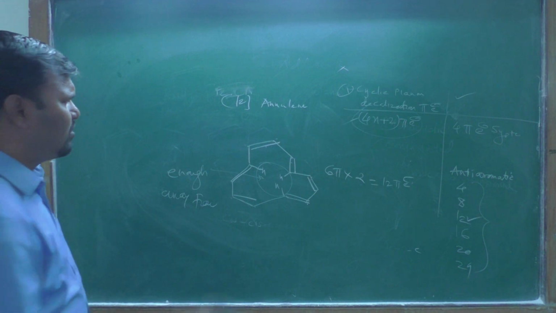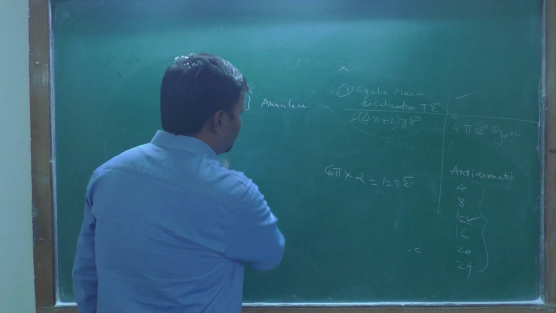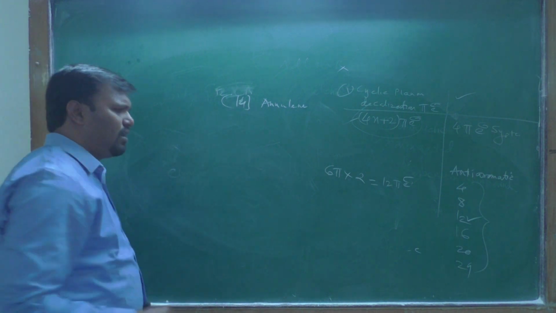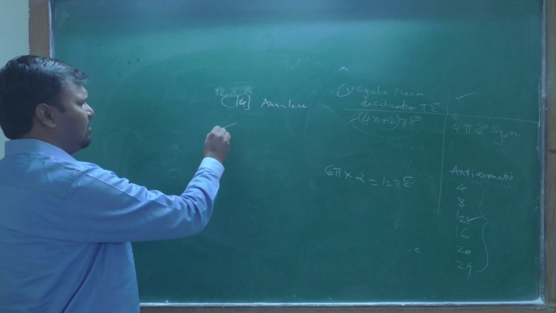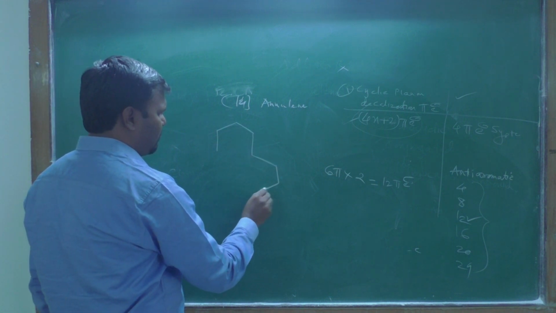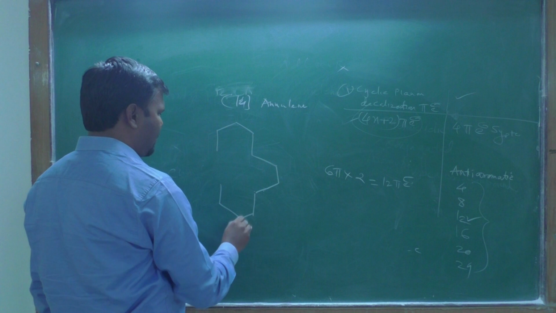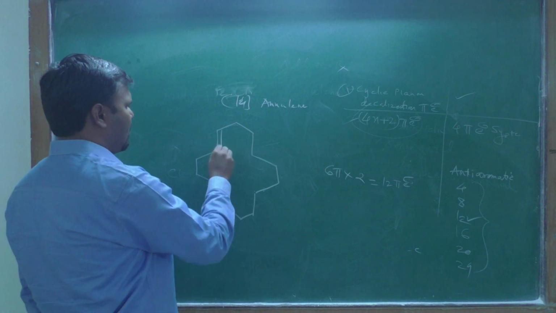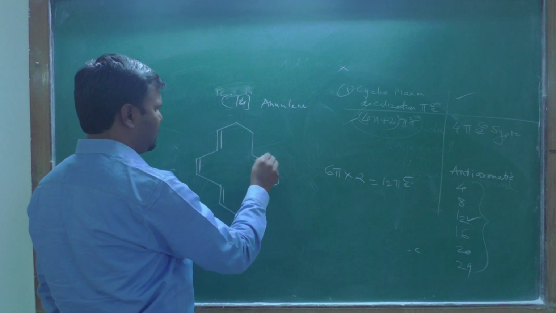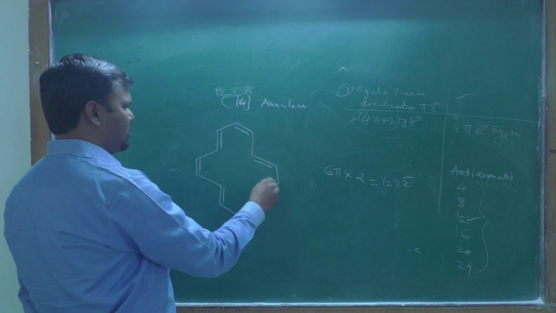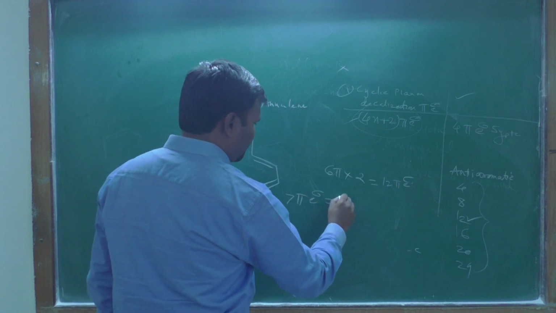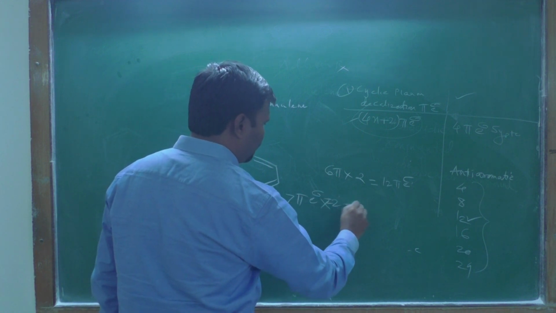This is all about the 12 annulene system. The next one is the 14 annulene system. That 14 annulene system you can show like that. Alternate double bonds we have chosen. 1, 2, 3, 4, 5, 6, 7. Okay, 7 pi bonds. Therefore, it is 7 into 2, 14 pi electrons.